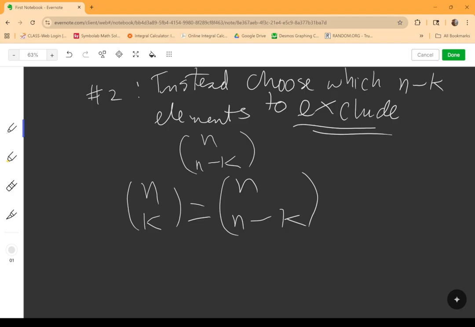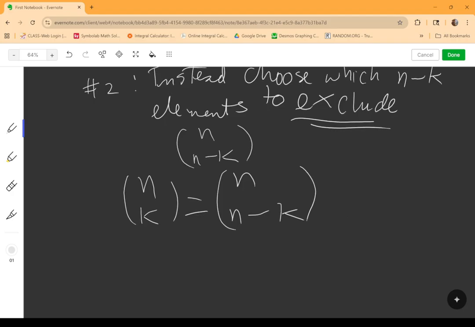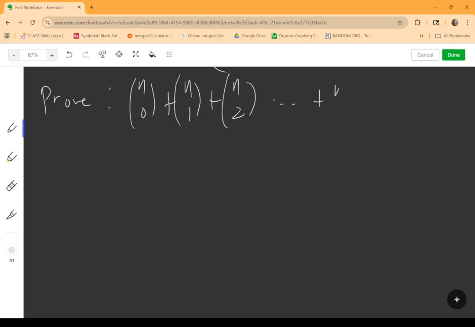All right. Okay. Now, a second question we can ask here is, so we want to prove that n choose 0 plus n choose 1 plus n choose 2 all the way up to n choose n is equal to 2 to the n.